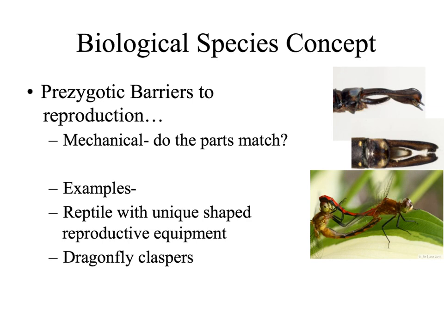Another interesting example is in dragonflies. Dragonflies have claspers on the end of their tails. The males must clasp the female behind the neck to be able to form a loop of love for when they reproduce. If the male clasper does not match the shape of the female's head, he cannot grab hold of her, and they cannot make their little loop, so reproduction will not occur. This is another example of mechanical isolation where parts must match for reproduction to occur.